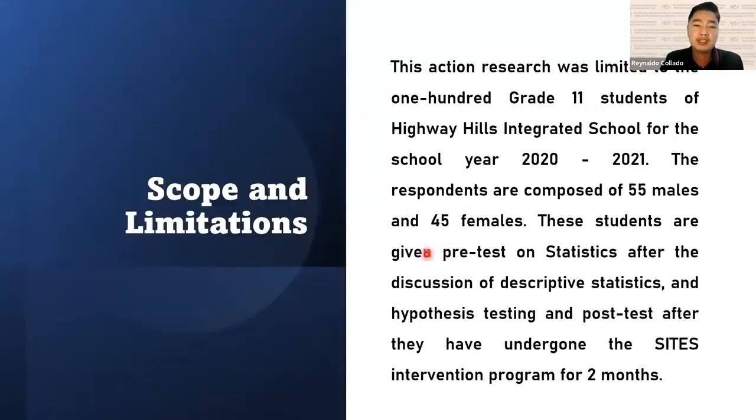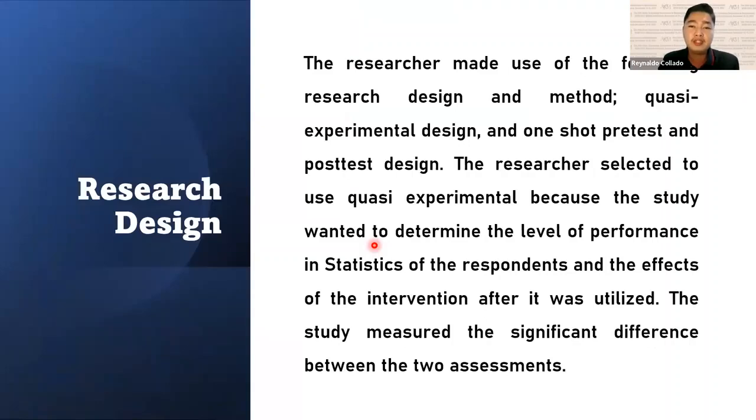So this research is limited to 100 grade 11 students of Highway Hills Integrated School who were studying under me that time last school year. The respondents are composed of 55 males and 45 females, and the strategy was done for a span of 2 months, discussing all the hypothesis testing and the basics of statistics using the online resource, which is the SITE statistics found earlier. Now, the research design is a mix of experimental and one-shot pre-test and post-test design.